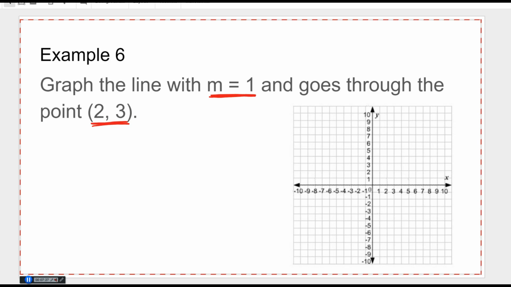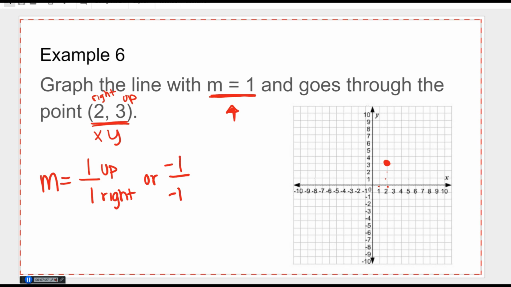Well, let's graph that ordered pair. So remember that's x, y. This tells you how much to move left or right, and this tells you up or down. So we're going to move to the right 1, 2, and up 1, 2, 3. Now we have a point. From that point, we can actually use slope. Let's rewrite slope as a fraction, 1 over 1. So that's going to be up 1 to the right 1, or down 1 and left 1.